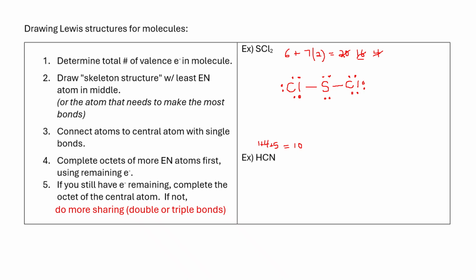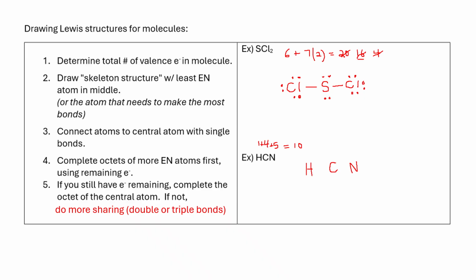So hydrogen will never go in the middle of any molecule because it only needs to make 1 bond, which means it can't connect to more than 1 atom, right? So between carbon and nitrogen, they both need to make more than 1 bond, but carbon needs to make the most. So we're going to put it as the central atom. And then we're going to put nitrogen on one side and hydrogen on the other side, and that way carbon can make lots of bonds, right?